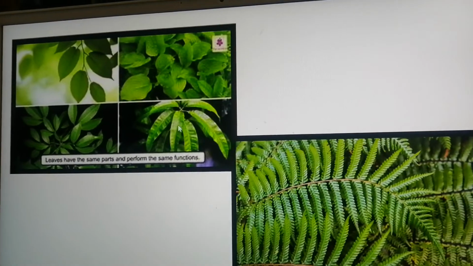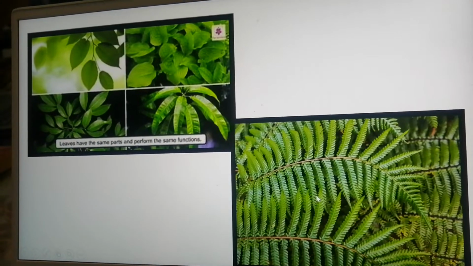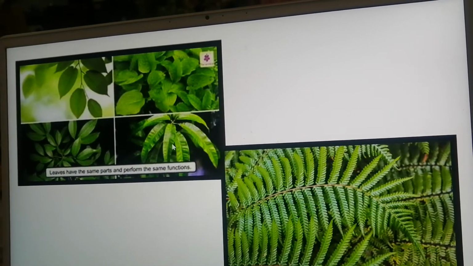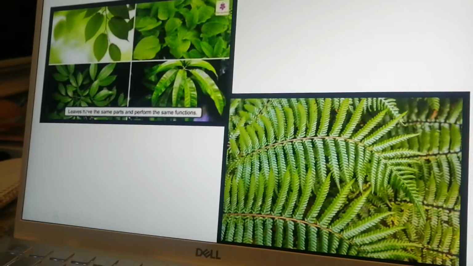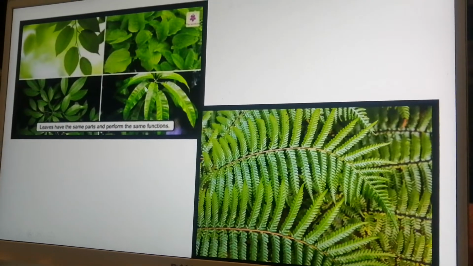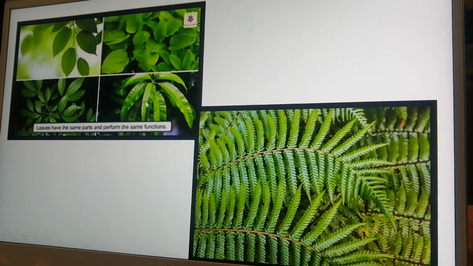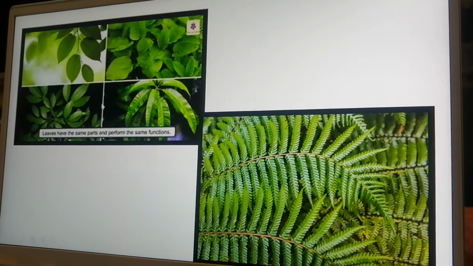Okay, so I think that you're familiar with this one. This one is a fern, the leaves of the fern. This one, I think this is a mango leaf. So the different leaves have the same parts and perform the same function. They undergo photosynthetic activity, so they are capable of manufacturing their own food.